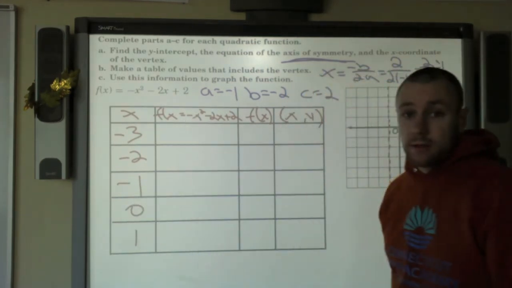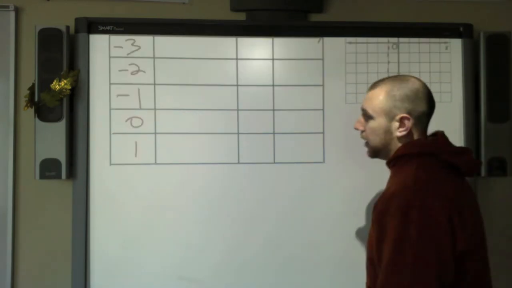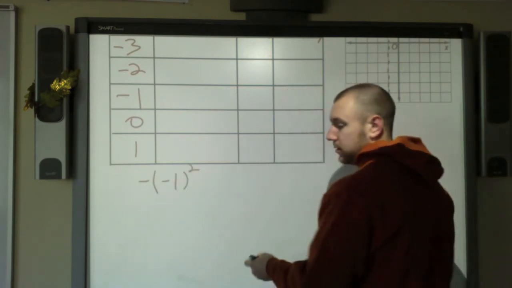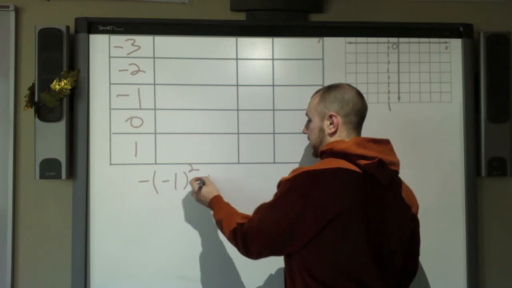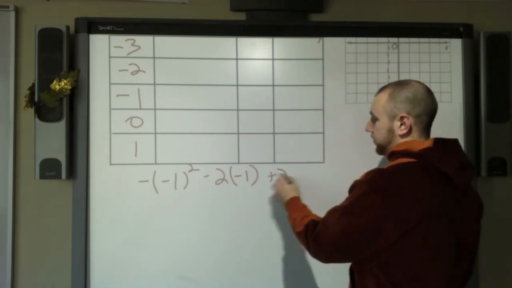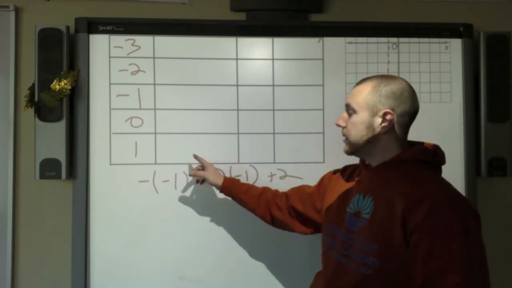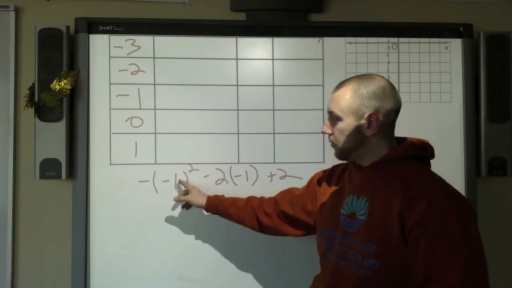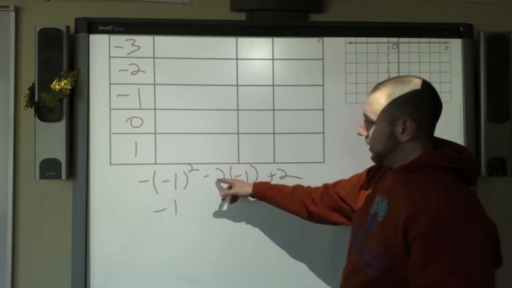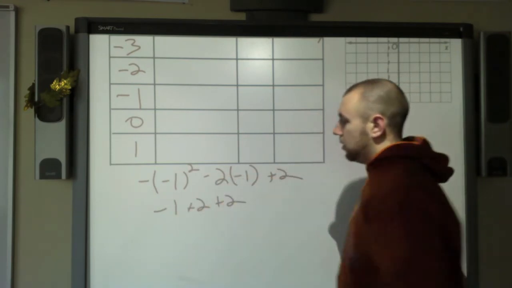Okay? So, negative 1 squared minus 2 times negative 1 plus 2. So negative 1 squared. Remember, when I square something, it is always positive. So this is really positive 1, but then I got another negative. This is really negative 1. Negative times a negative is a positive. Plus 2. Ooh. 4 minus 1, which is 3.